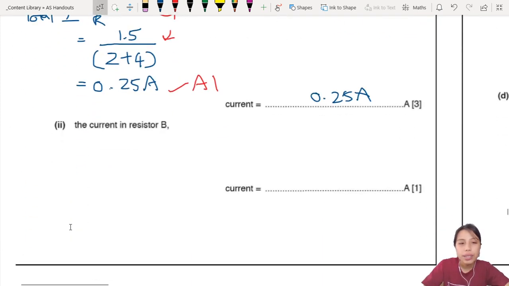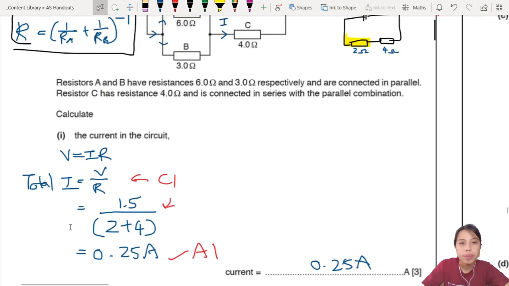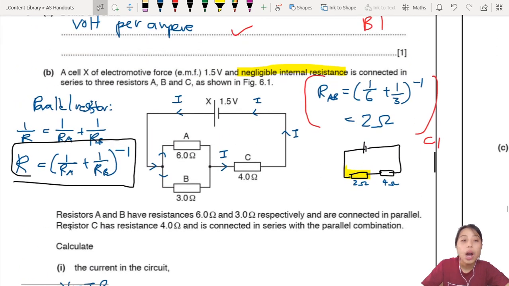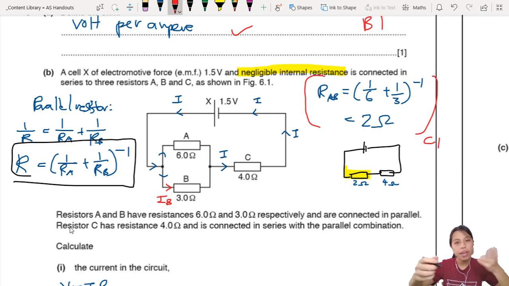Then they ask you, what is the current in resistor B? Where is B? Oh, this one. They're looking for the current going through B, so I'm going to name it IB. Here you are thinking, now we have to find the current split already. How to do? Is there a formula to see how the current will split? Yes, chapter 20. Pause, let's use another trick.